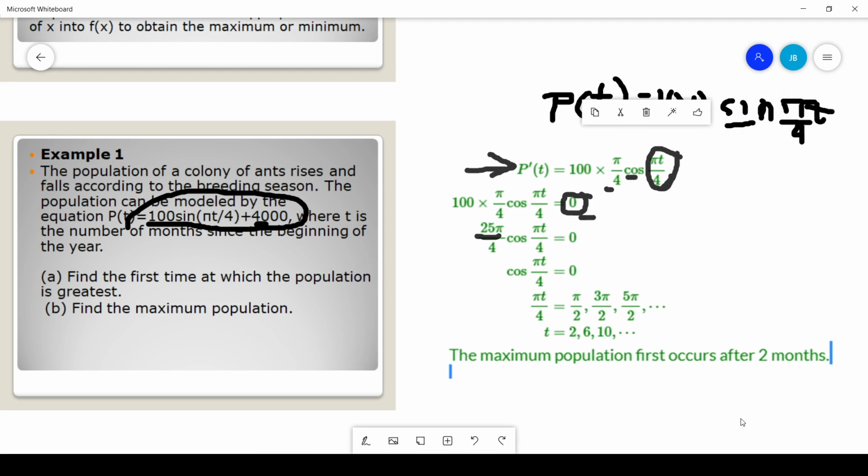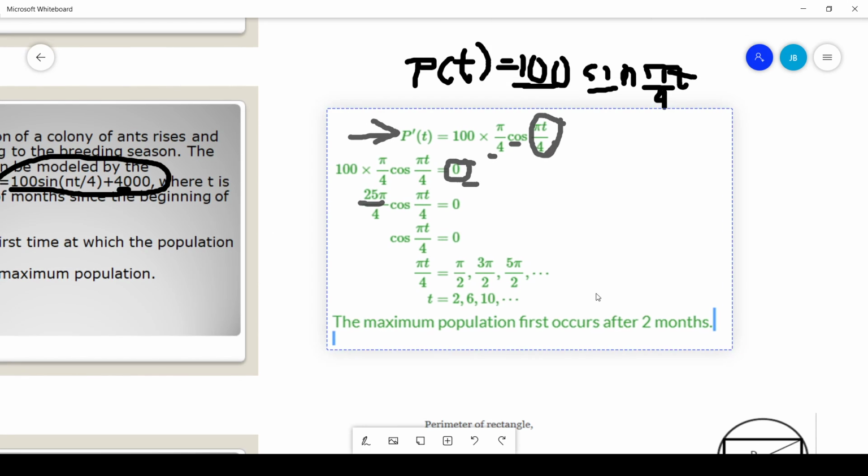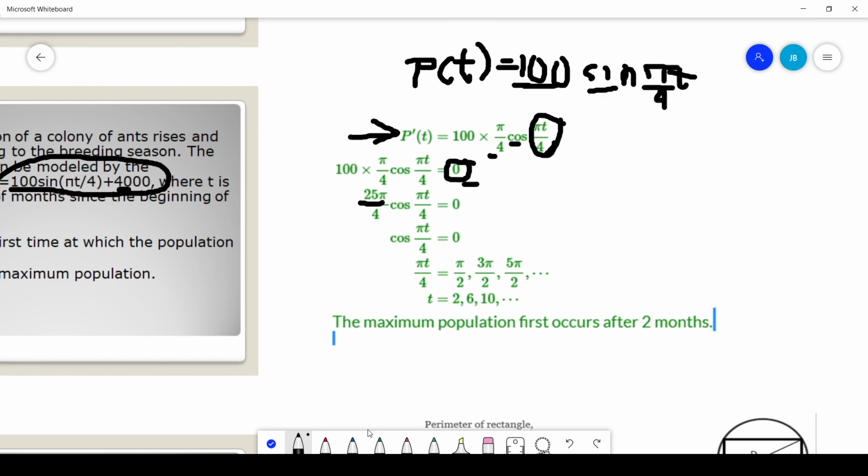So you have this time here. So pi t over 4 is equal to pi over 2, and 3 pi over 2. So you have time is equal to 2, 6, 10. So the maximum population first occurs after 2 months, since this one comes first.